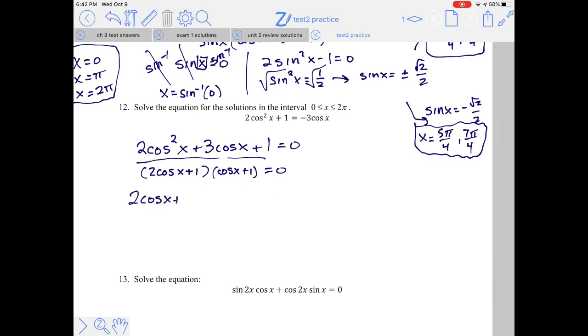So I've got to solve 2 cosine x plus 1 equals 0, and cosine x plus 1 equals 0. Cosine x equals negative 1/2 on that one. And over here, cosine x equals negative 1.